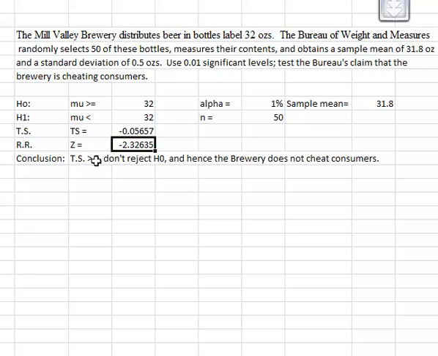So now what's the conclusion? Because the test statistic is greater than the critical value z, or we can say the test statistic is not in the rejection region, we don't reject H0, and hence the brewery does not cheat consumers. Now be careful, for the rejection region, this z in some textbooks is called the critical value.